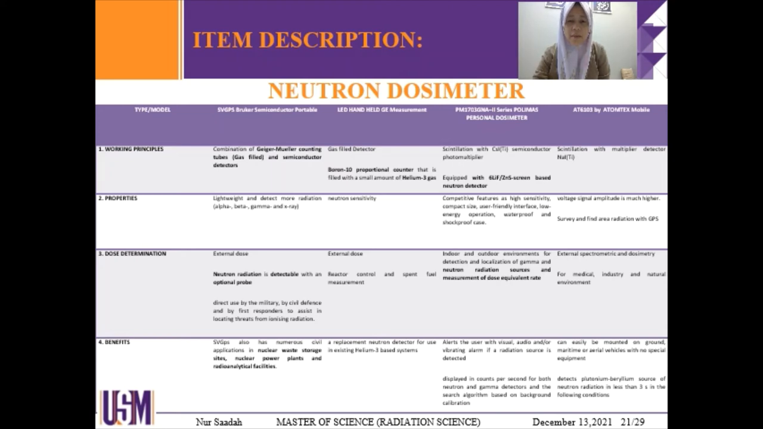shockproof case. Dose determination in indoor and outdoor environments for detection and localization of gamma and neutron radiation sources and measurement of dose equivalent rate. The benefit for the detector: it alerts the user with a visual, audio and or vibrating alarm if a radiation source is detected. So don't worry when you are near the source, the alarm and also the vibrating detect to the personal dosimeter. Display counts per second for both neutron and gamma detectors, and the search algorithm is based on background calibration.